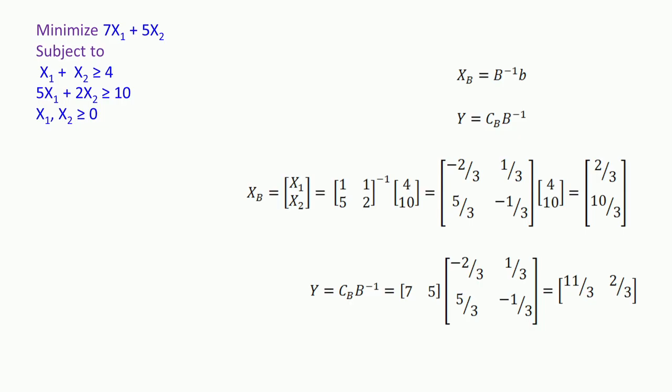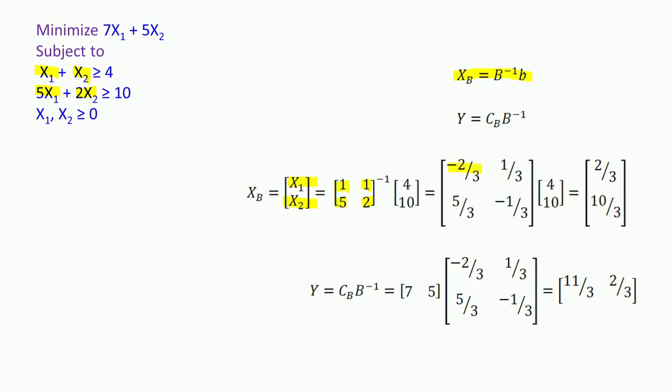Once again, if x1 x2 happen to be the basis, then xB is B inverse b, where the B matrix is the columns corresponding to the basis. So x1 x2 in that order, so I have written 1 and 5, and I have written 1 and 2. Now we have to invert this. Once again we have to find the determinant, cofactor, adjoint, or any other way to invert this matrix. Determinant is 2 minus 5, which is minus 3, and so on.